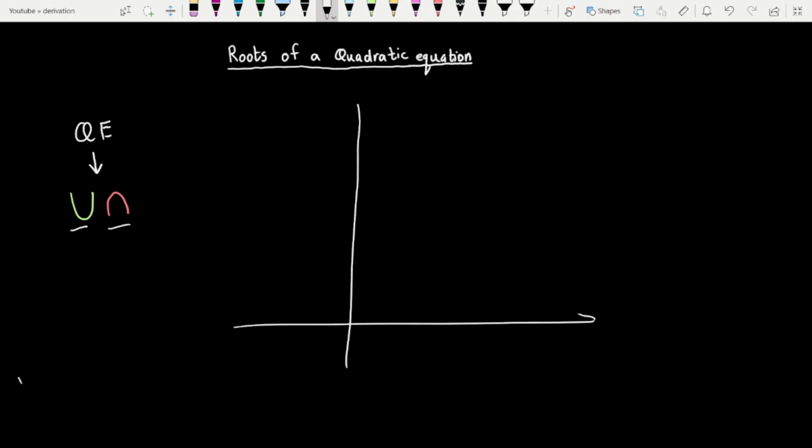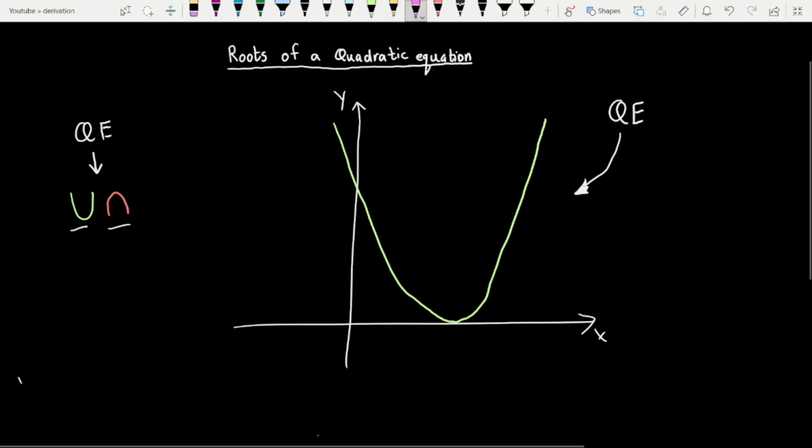So if I draw my axes over here, this being my x-axis, that being my y-axis, let's say I have a quadratic equation. And I go ahead and draw the smiley face for that quadratic equation. Now my smiley face turns out to be something like so. Now this point over here is really special to me. This point is what I call a root.